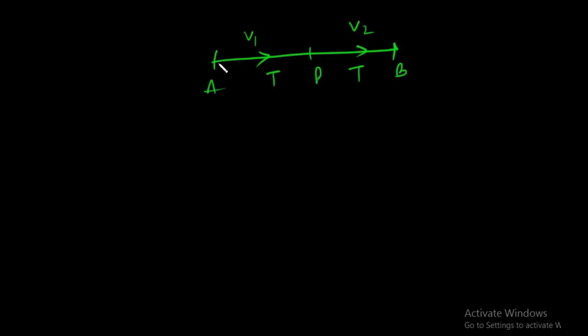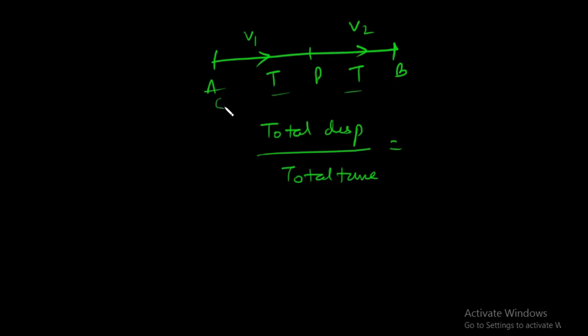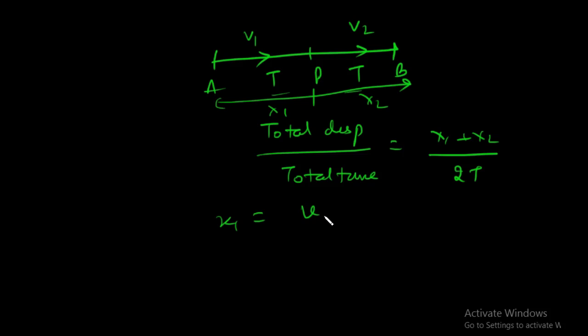The particle starts from A, travels for a time t till P with the velocity v1, and then after P it travels with the velocity v2 till B for a time t. These are equal times. I want to find out the average velocity. So average velocity is total displacement upon total time. Let this displacement be x1 and this be x2. So (x1 plus x2) upon total time, which is 2t. So what is x1? x1 is v1 times t, x2 is v2 times t.